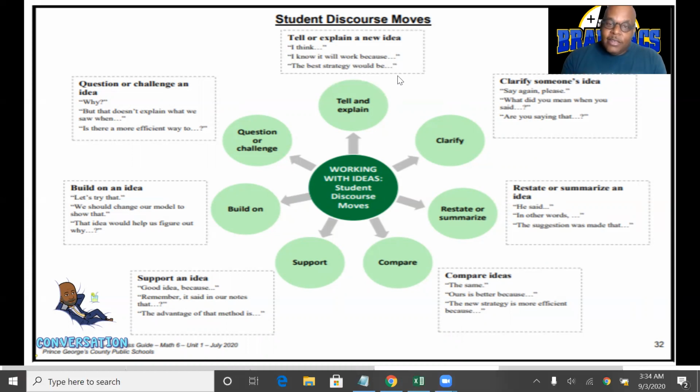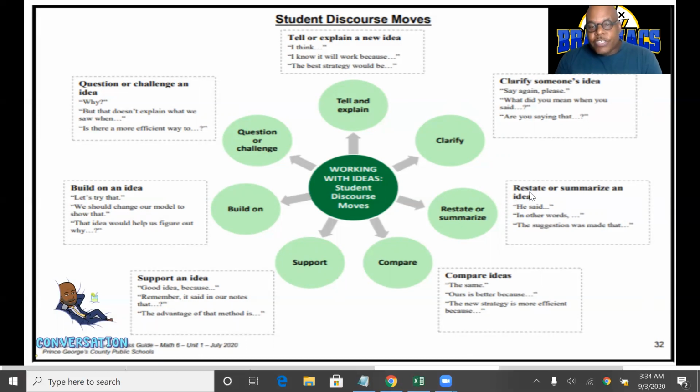Now, the second move of discourse is to clarify. So that's clarifying someone's idea. So when you're trying to get clarity, you would say something like, say again, please. Or what did you mean when you said, or are you saying that? Or if I hear you correctly, this is what you're saying. And it's the idea of seeking clarity to an idea, concept, or statement that possibly could be unclear.